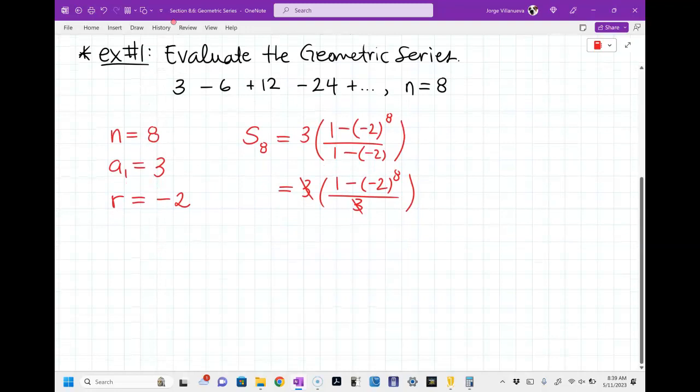Now, again, you don't have to do that if you don't want to. Just do the rest on your calculator. But I'm just trying to simplify it just a bit. And that's going to give me a 1 minus a negative 2 to the 8th. That's all that's left. And I'm going to go ahead and put that into a calculator.